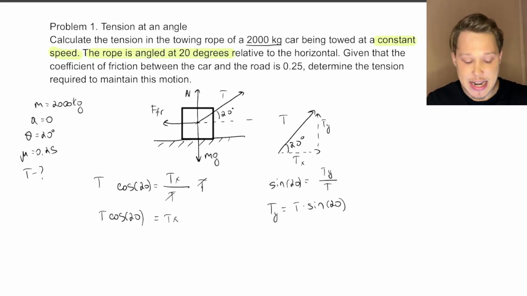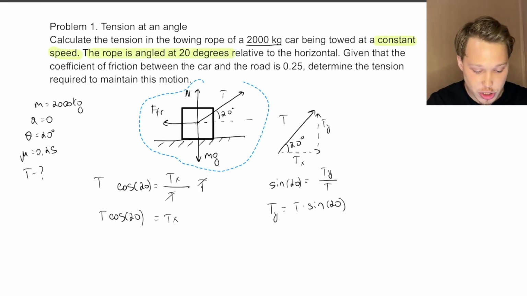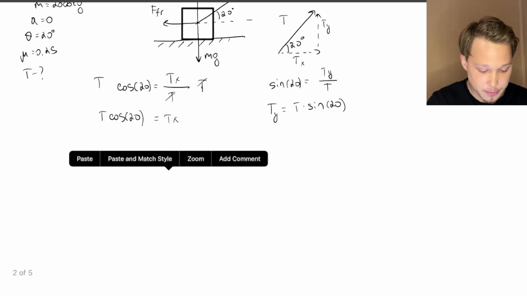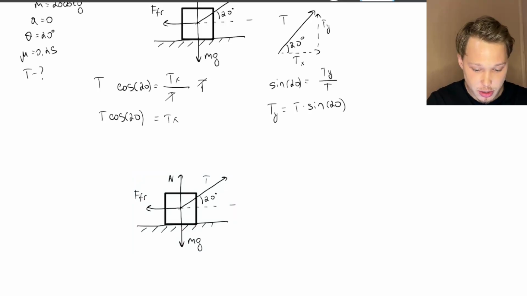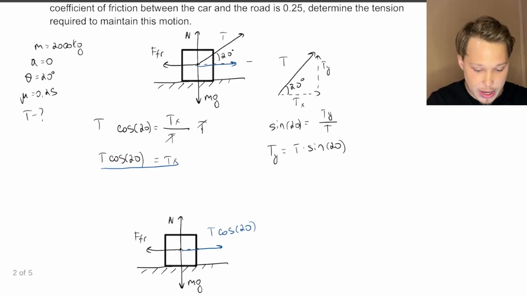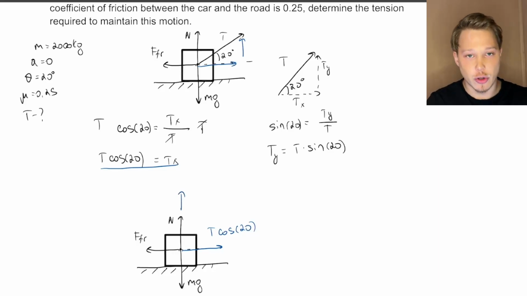Now, it's not a necessary step, but I still like to redraw this diagram by just including the components. So let me just do that. What I mean by that is that instead of this tension right here, I will include a line to the right, because the x component of tension is to the right, and the x component we said was T cosine of 20, and the y component is up, so I will include an arrow up, which is T sine 20, as we said.